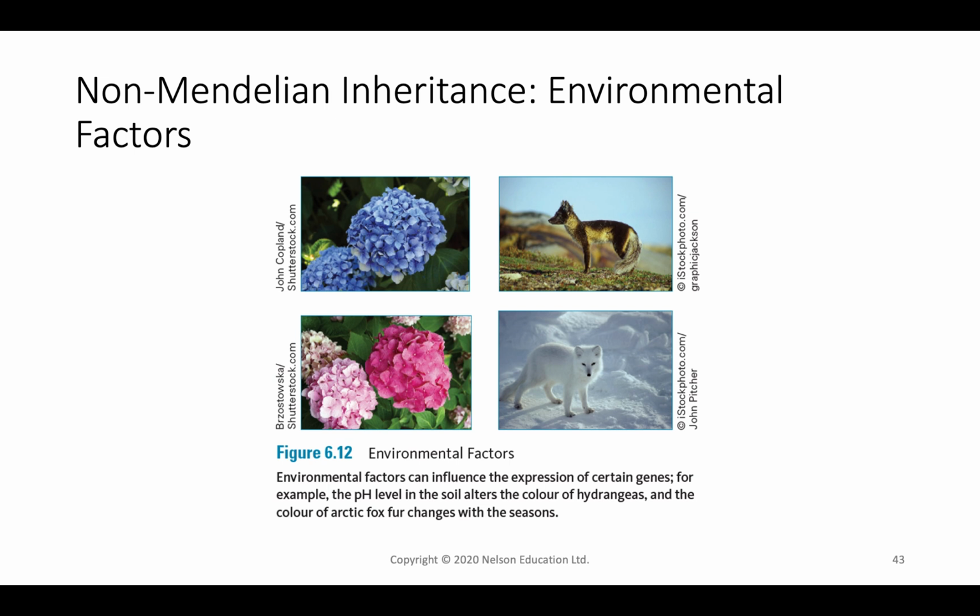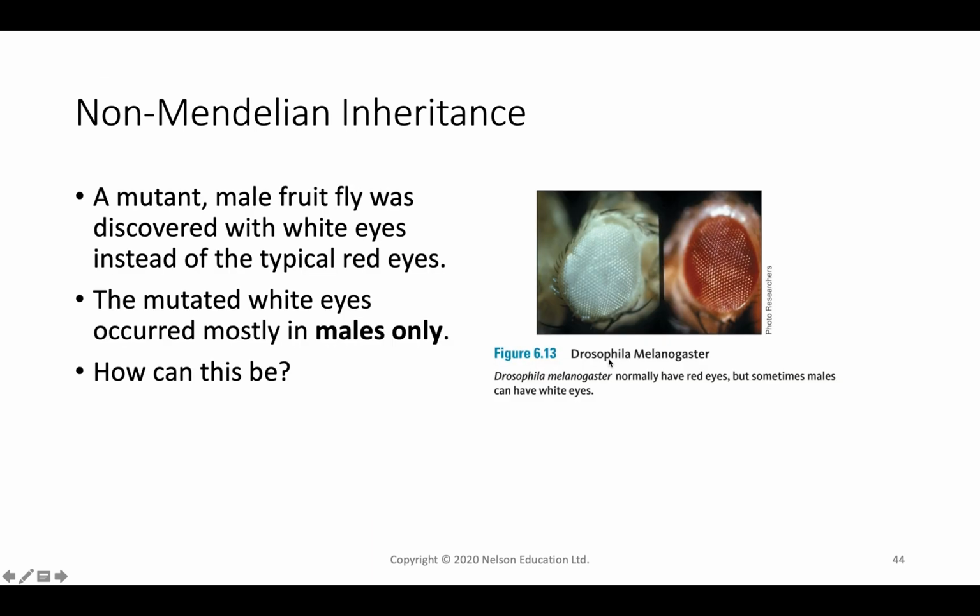Right, so here are some examples of what I mean by that. Here are hydrangea flowers. Depending on the acidity of the soil, they're going to be either blue or a red-pink. Here's that same Arctic fox in the winter when temperatures are cold, and in the summer when temperatures are warm. Again, you can see it blends in better in both of those environments.